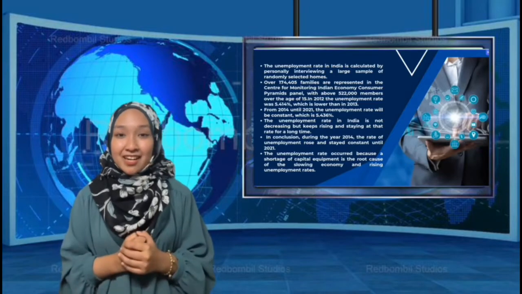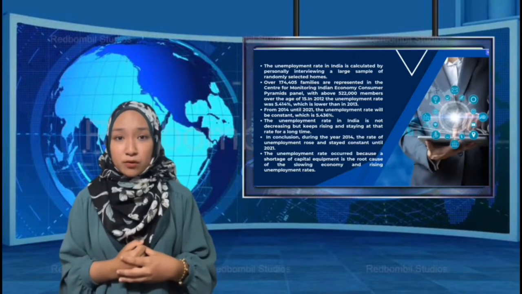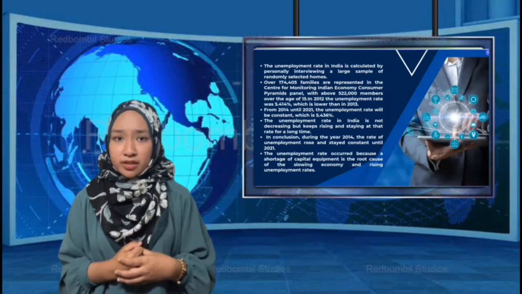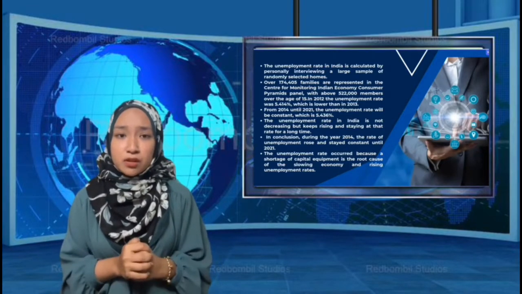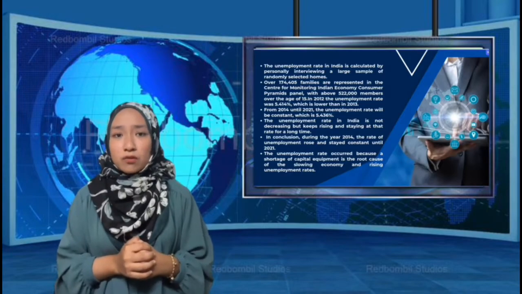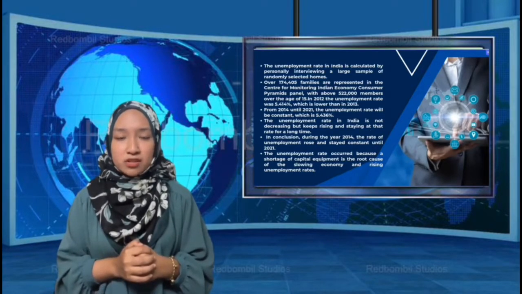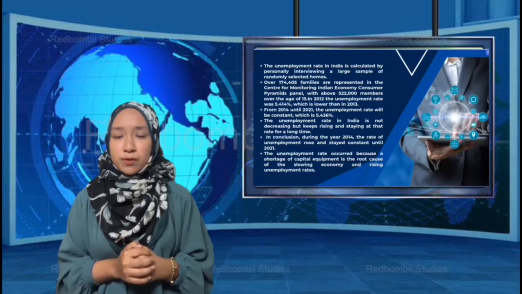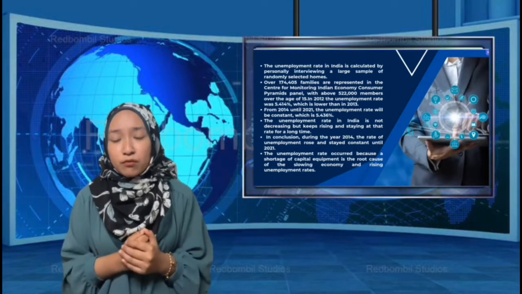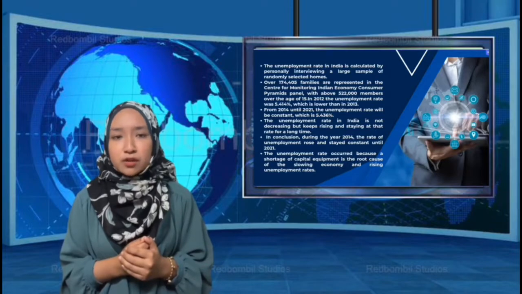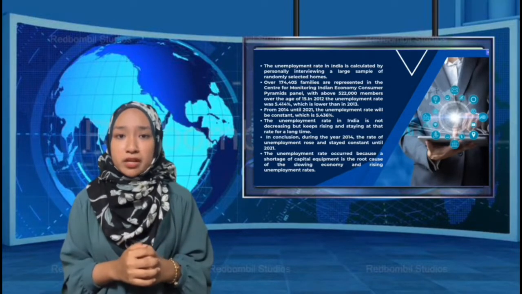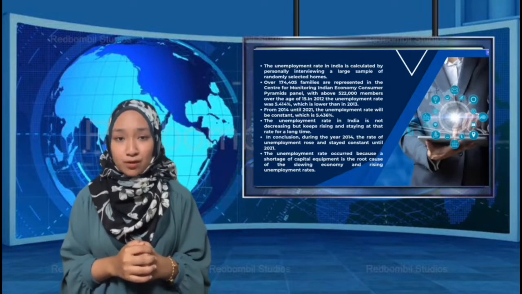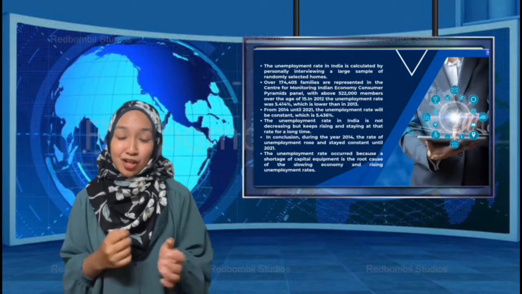Next is data and analysis. From the table and graph above, we can analyze that the unemployment rate in India is calculated by personally interviewing a large sample of randomly selected homes. Over 174,405 families are represented in the Center for Monitoring Indian Economy Consumer Pyramid panel, with above 52,200 members over the age of 15. In 2012, the unemployment rate was 5.414%, which is lower than in 2013.